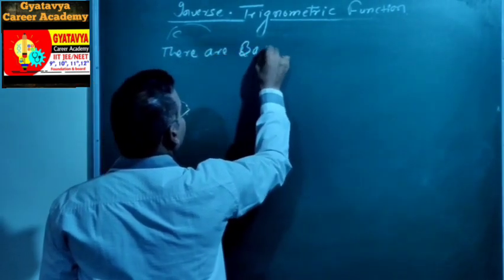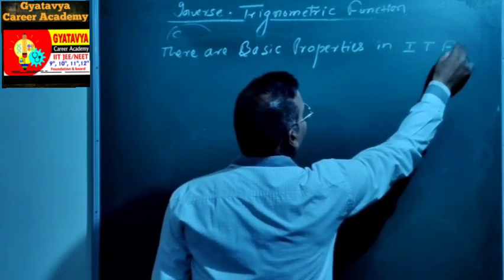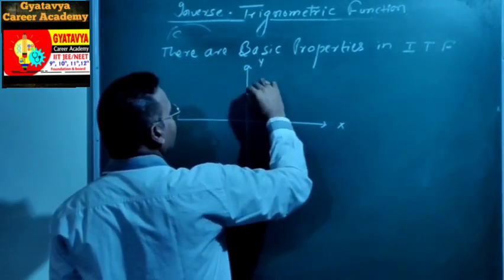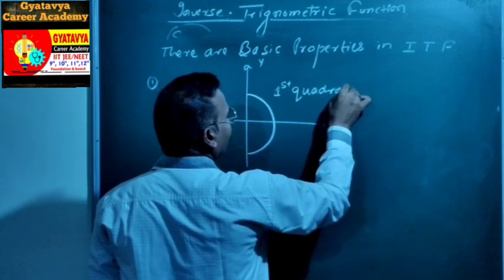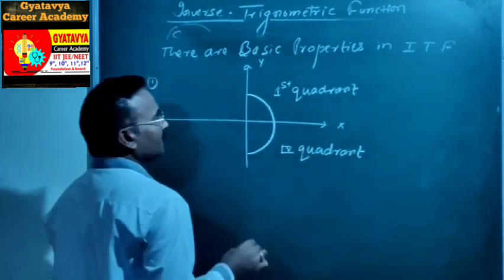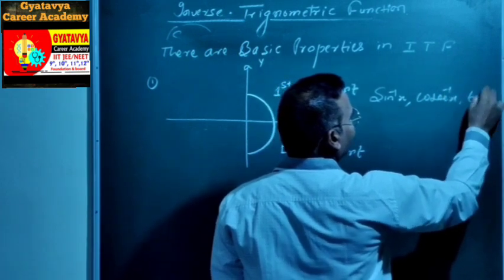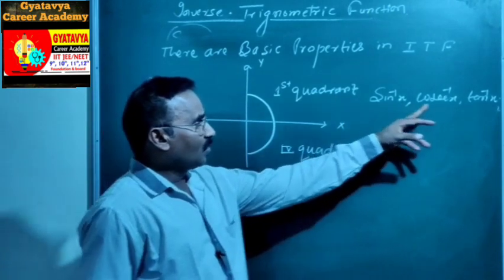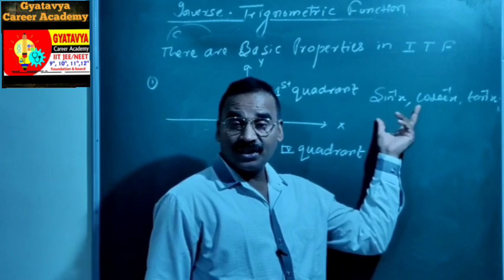There are basic properties in inverse trigonometric functions. First, sine inverse x, cosec inverse x, and tan inverse x lie on the first and fourth quadrant.